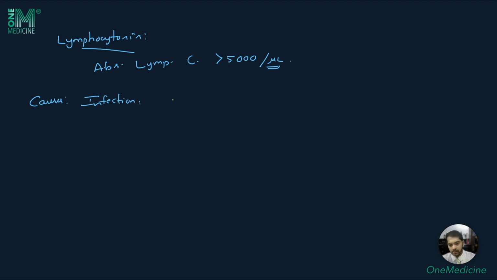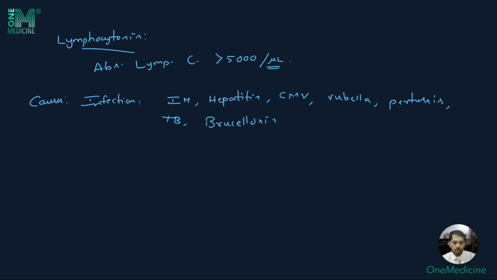Lymphocytosis: an absolute lymphocyte count of more than 5,000 cells per microliter is considered as lymphocytosis. So the causes include infection, especially infectious mononucleosis, hepatitis, cytomegalovirus infection, rubella, pertussis, tuberculosis, brucellosis, syphilis, and other viral infections.